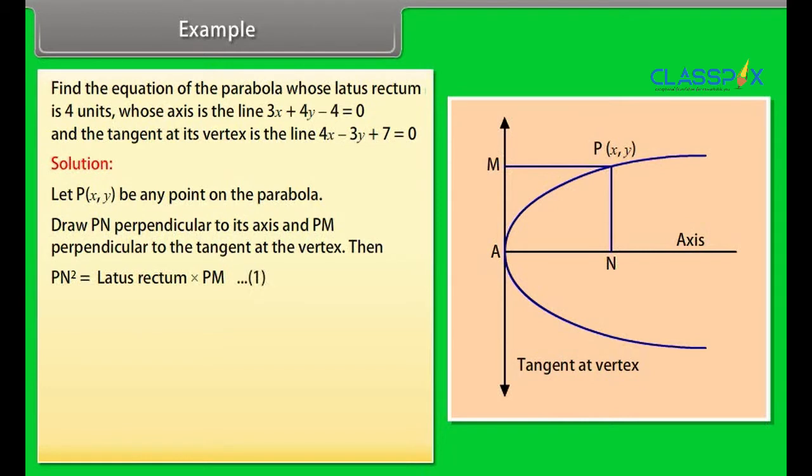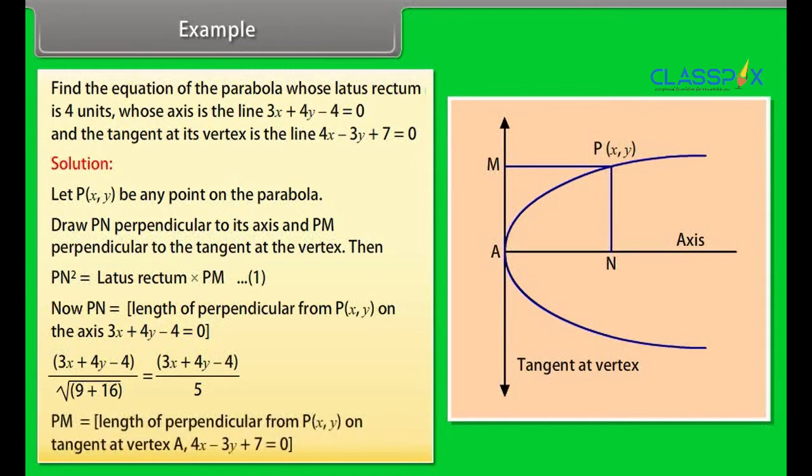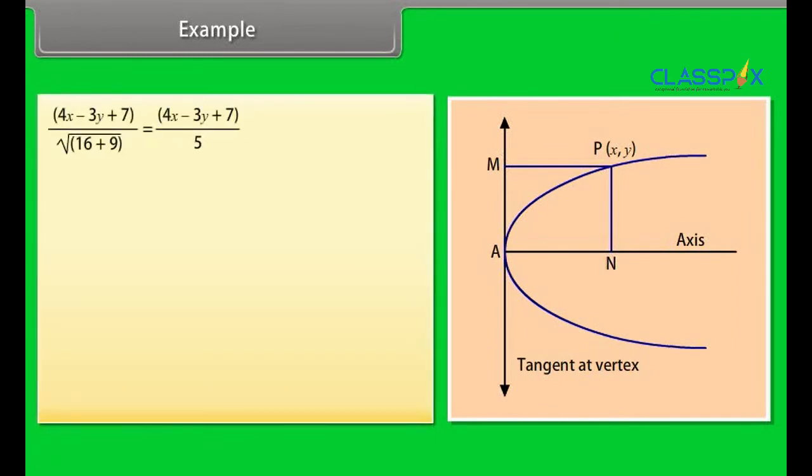That is equation 1. Now, PN is equal to the length of the perpendicular from P(x, y) on the axis 3x plus 4y minus 4 is equal to 0, which is (3x plus 4y minus 4) upon under root 9 plus 16, equal to (3x plus 4y minus 4) upon 5. PM is equal to the length of the perpendicular from P(x, y) on the tangent at vertex A, 4x minus 3y plus 7 is equal to 0, which is (4x minus 3y plus 7) upon under root 16 plus 9, equal to (4x minus 3y plus 7) upon 5. Latus rectum is equal to 4.